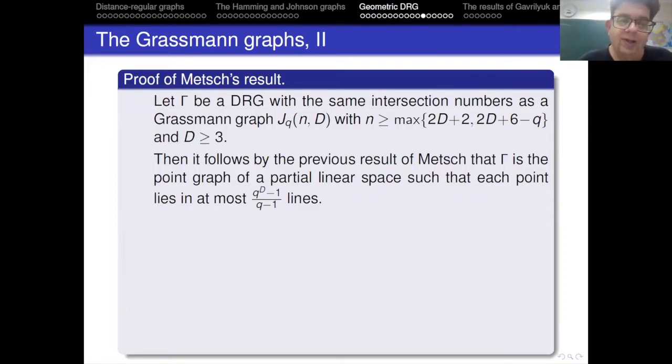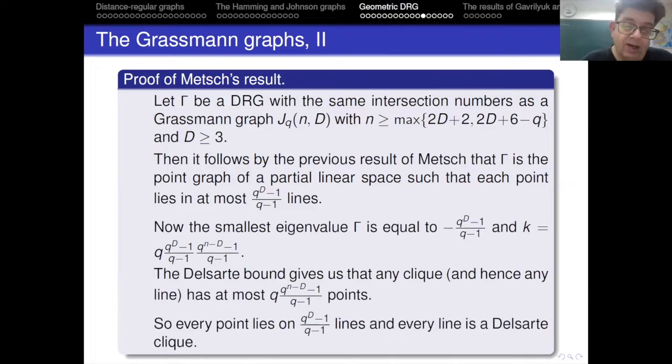So we assume that we have a distance-regular graph gamma with the same intersection array as the Grassmann graph J_q(n, D), where n is at least the maximum of 2D plus 2 and 2D plus 6 minus q, and D is at least 3. Then it follows by the previous result that gamma is the point graph of a partial linear space, so that each point lies in at most (q^D - 1)/(q - 1) lines, as the smallest eigenvalue of gamma is equal to minus (q^D - 1)/(q - 1).